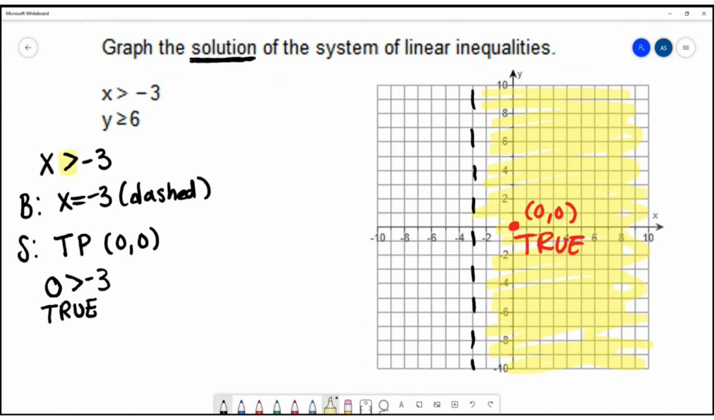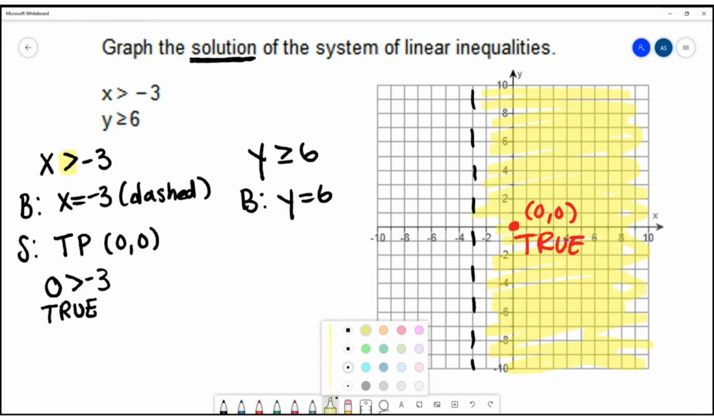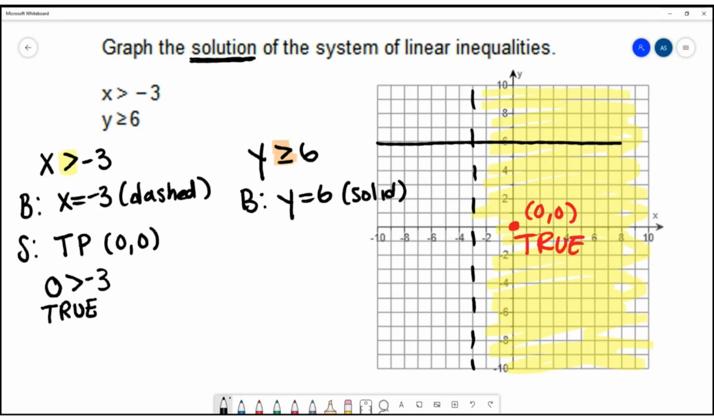Let's try the other inequality now. We have y is greater than or equal to 6. We start by graphing the boundary line. The boundary line is y equals 6. We're going to graph the boundary line as a solid line or a dashed line, and we can decide which one by looking at the inequality. Because that inequality symbol has the equal to, the boundary line is part of the solution, so we're going to graph it solid. We're going to graph a solid horizontal line at y equals 6.